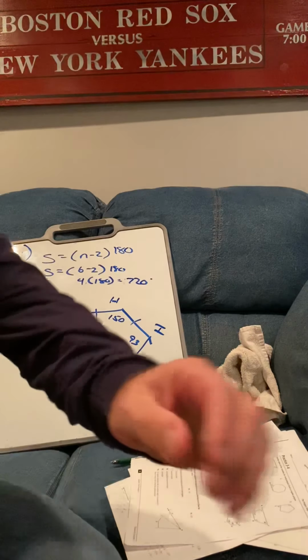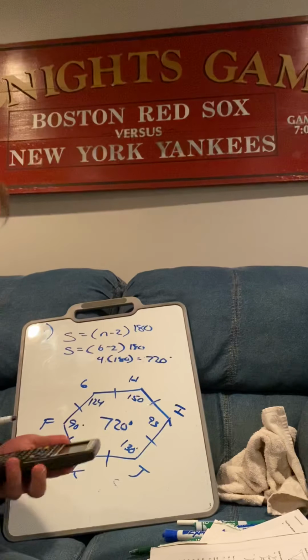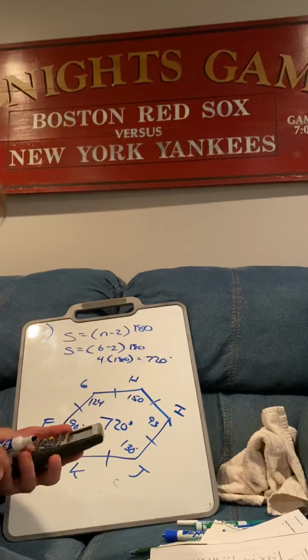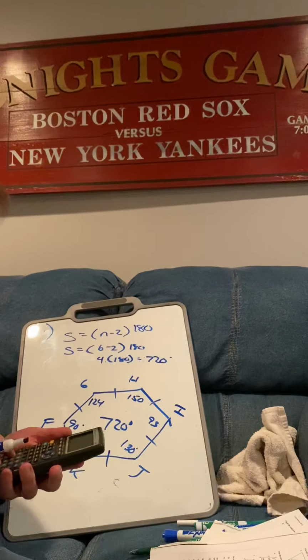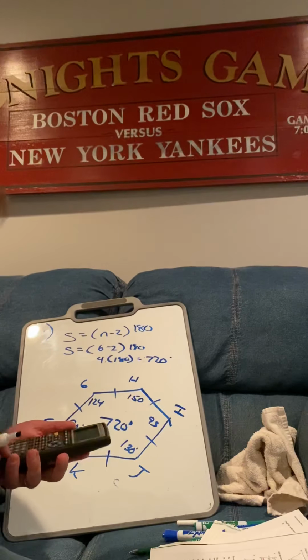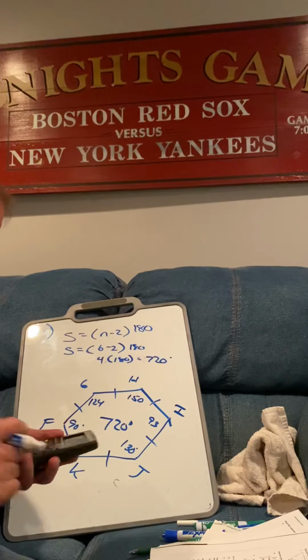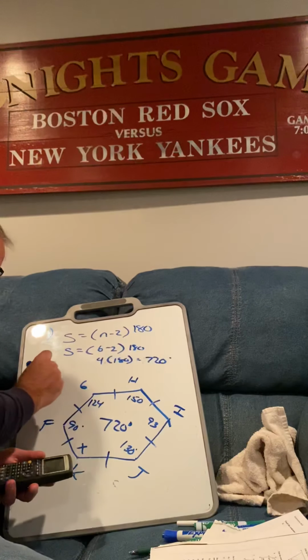So what we have to do is add up those remaining angles. If I add up 124 plus 150 plus 93 plus 130 plus 90, I end up with 587 degrees.